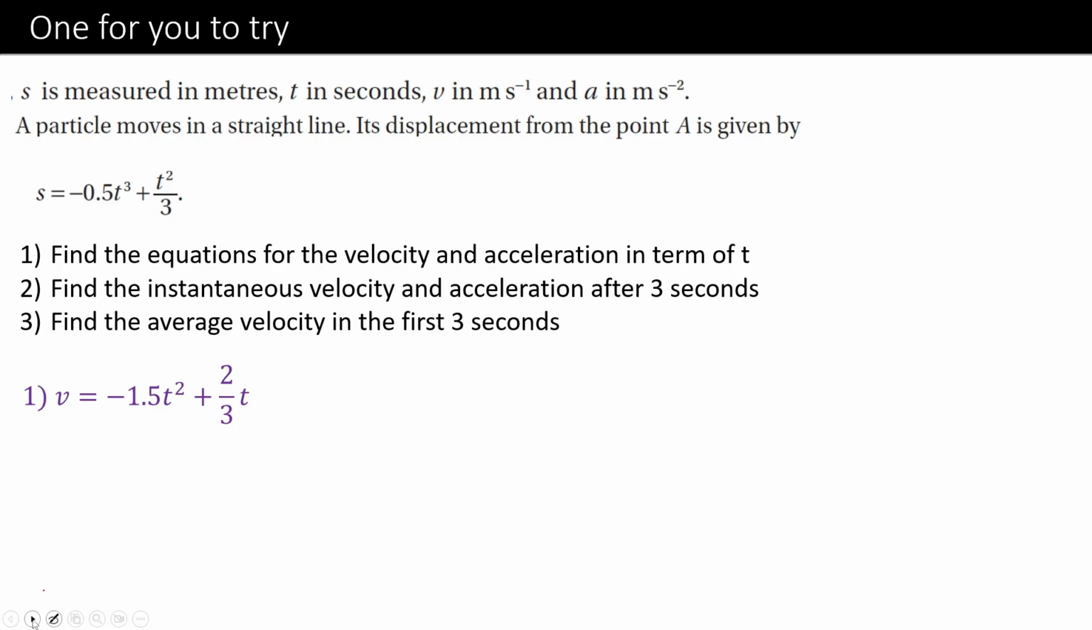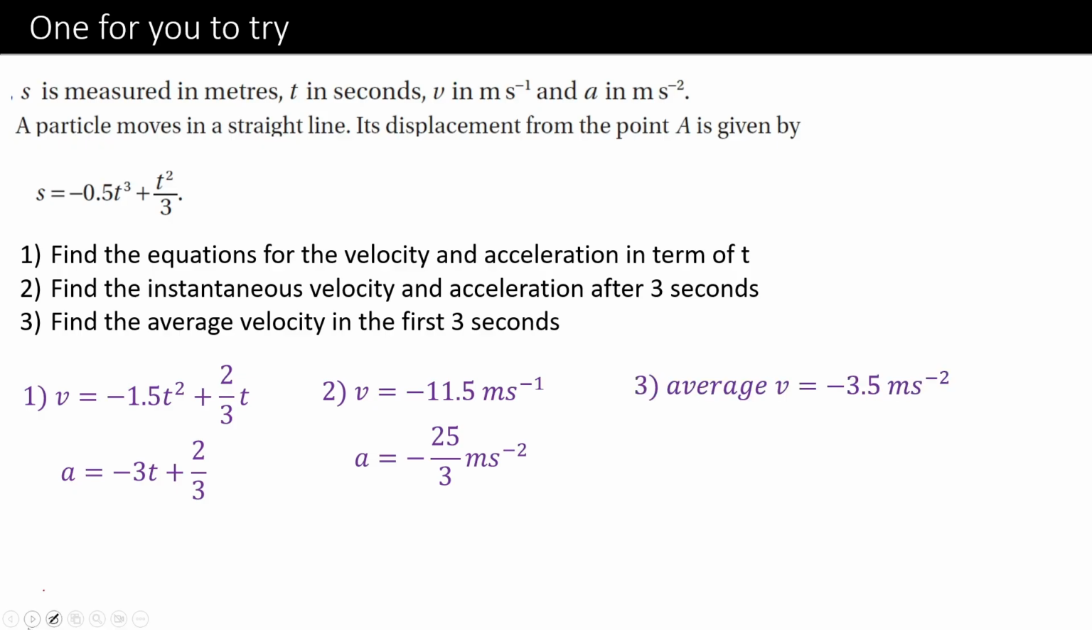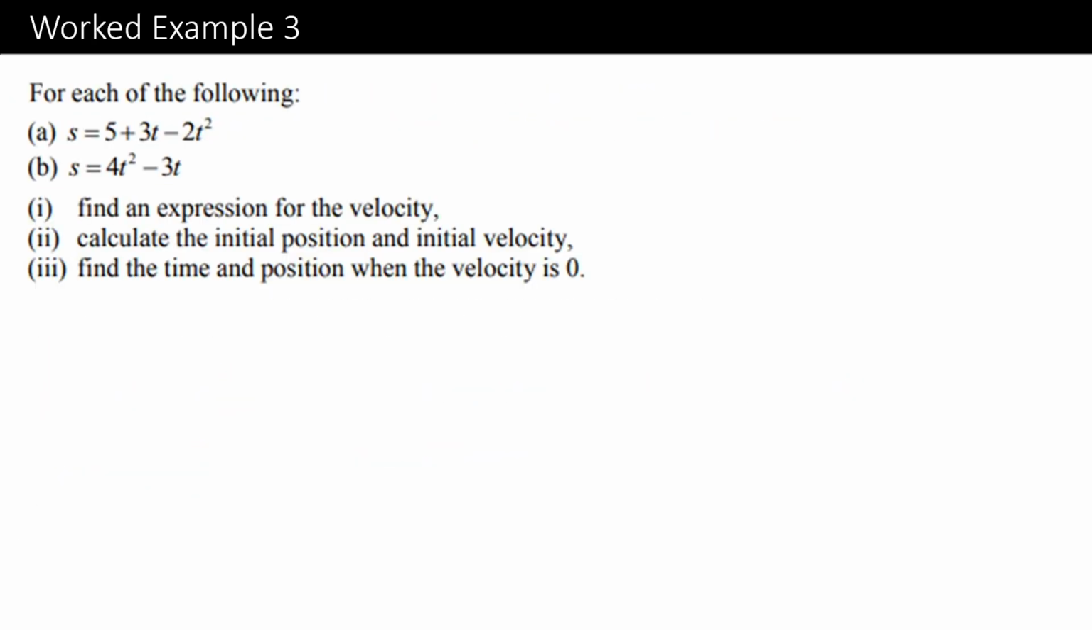So going back to the question, we should have an A equation of A equals minus 3t plus 2/3. Then for question 2, you should have a V value of minus 11.5 meters per second. Again, don't forget the units, and an A value of negative 25/3 meters per second squared. Then for question 3, you should have an average velocity for the first 3 seconds of negative 3.5 meters per second.